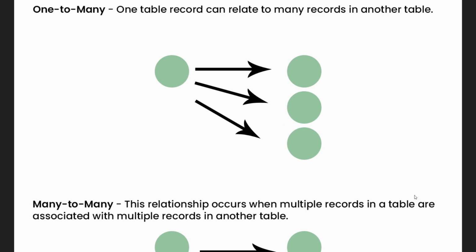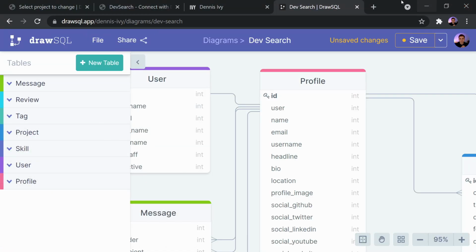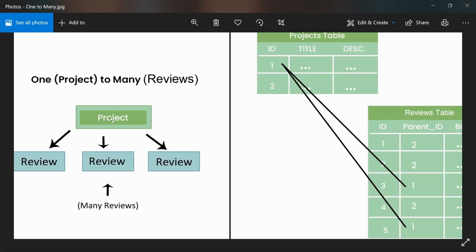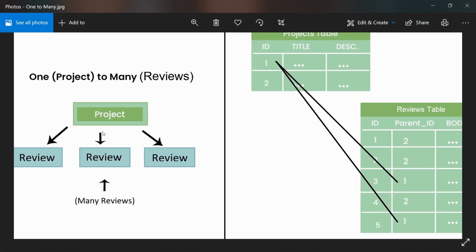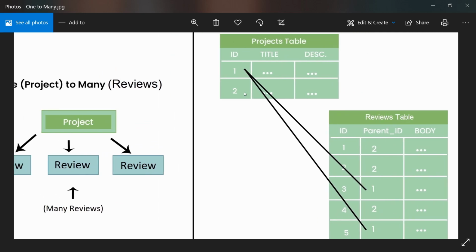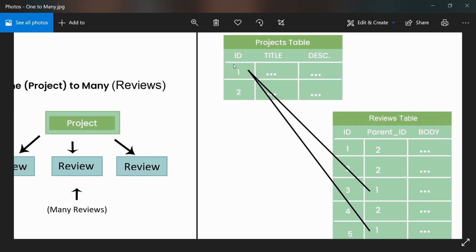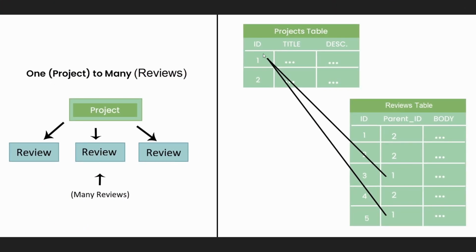So if I pull up this example, let's go ahead and actually pull up that picture. This is a one-to-many relationship. In this case, let's say we have reviews for a project. One project can have multiple reviews. So in the database, it would look like this. We have a project table. We see the project ID. Let me just make this bigger. So the project ID is 1. We have some information about it.